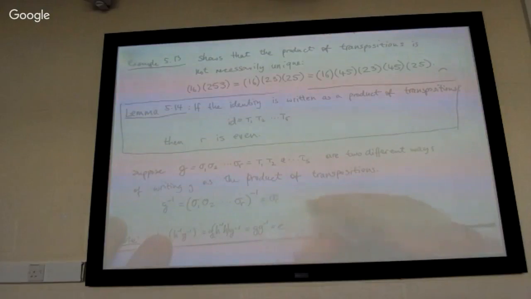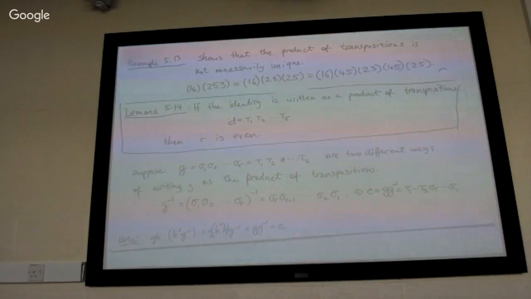So now here I reverse the order, and I don't put the -1s on them because we've just seen that the inverse of a transposition is the transposition itself. Okay? But then the identity is G G inverse, which is, what have I got? Tau 1 through tau s times sigma r all the way down to sigma 1.